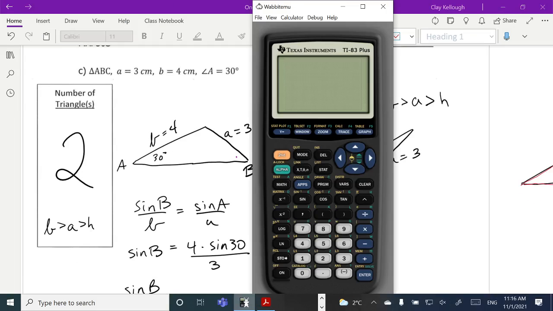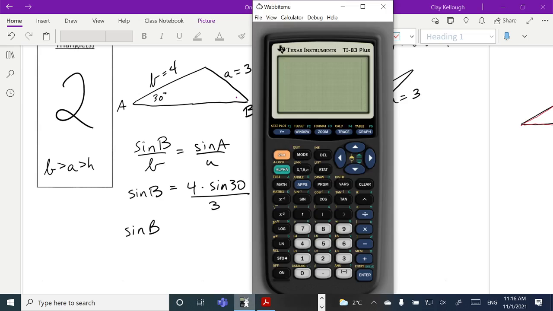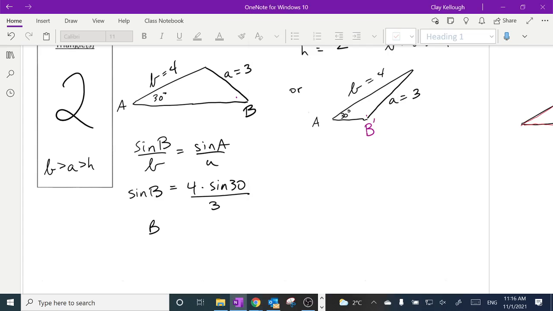Okay, let's move that up so I can see it again and go back. Calculator. So 4 times the sine of 30, close brackets, divided by 3, and then inverse sine. That answer is 41.8 degrees. So angle B is 41.8 degrees. Okay, keep in mind we're going to use that number later.